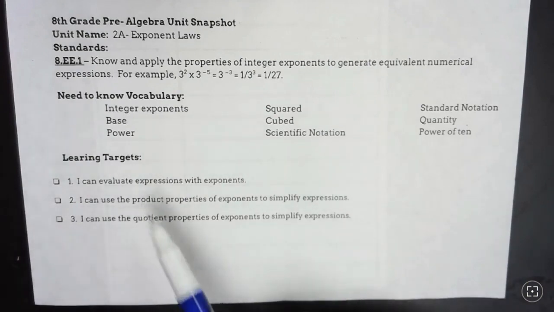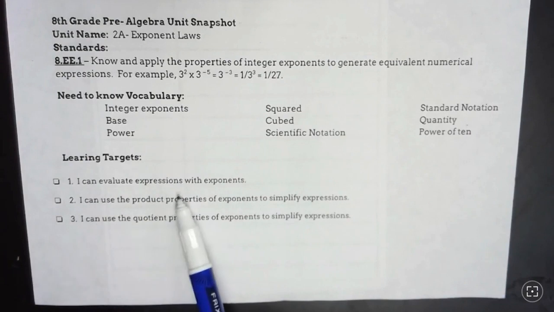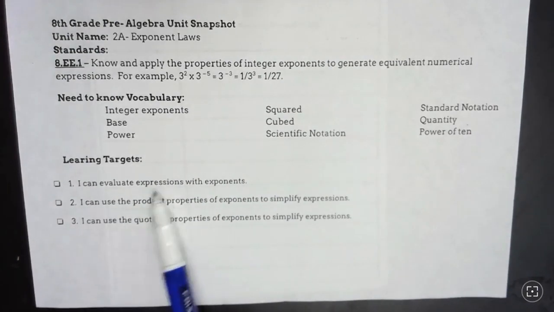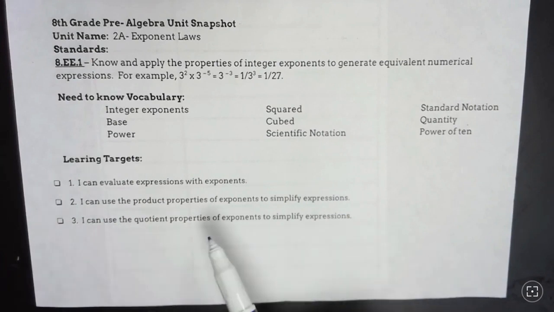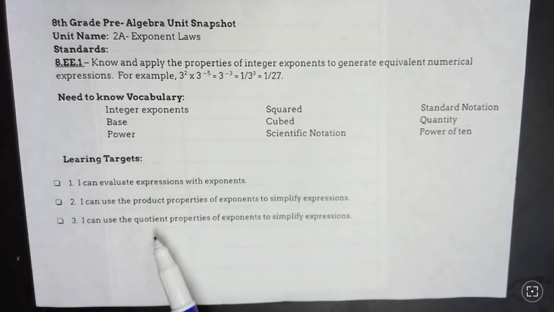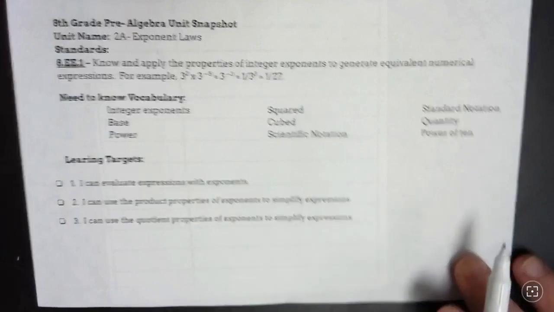Your targets are here. They're pretty simple. I can evaluate expressions with exponents. So you should, by the end of this week, be able to evaluate expressions with exponents. I can use the product properties of exponents to simplify expressions. Product properties are when you're multiplying things. So when you're multiplying things with numbers, we're going to start our first product property today. And then quotient property. Quotient means division. So we're going to look at those later on in the week. So once you've glued that in, we can go ahead and move on to our product of powers page.